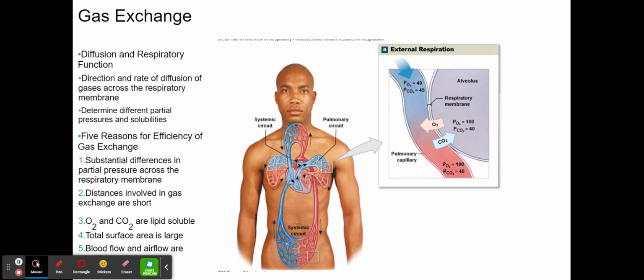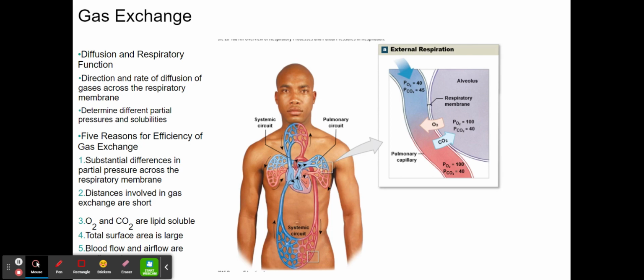Gas exchange at the respiratory membrane is efficient for the following 5 reasons. 1. The differences in partial pressures across the respiratory membrane are substantial. This fact is important because the greater the difference in partial pressure, the faster the rate of gas diffusion. Conversely, if PO2 in the alveoli decreases, the rate of oxygen diffusion into the blood drops. This is why many people feel lightheaded at altitudes of 3,000 meters or more.